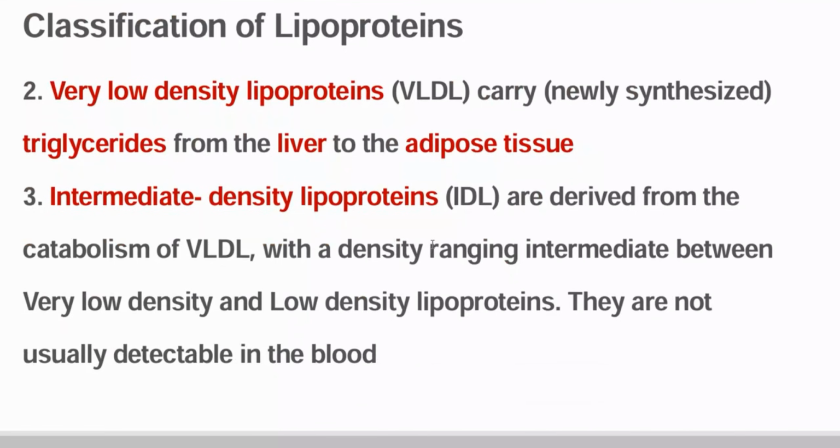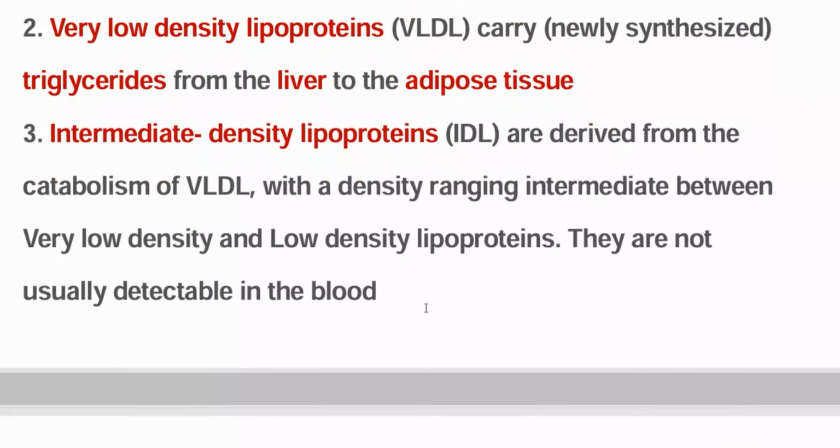Intermediate density lipoprotein, or IDL, is derived from the catabolism of VLDL, with a density intermediate between VLDL, that is very low density lipoprotein, and low density lipoprotein. So IDL is in between LDL and VLDL. They are not usually detectable in the blood.